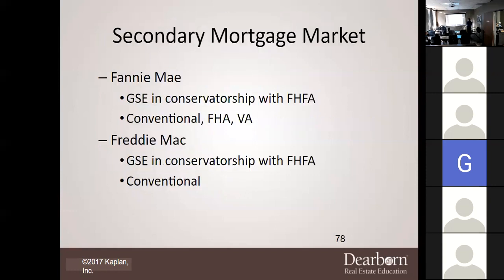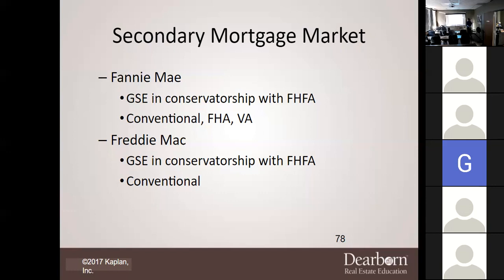Now the secondary mortgage market. This is where you have Fannie and Freddie. Now Fannie Mae, basically both of these actually are now in conservatorship with the FHFA. They used to be independent, but in 2008, because they were not managing things properly, they almost went into bankruptcy. Okay. But Fannie and Freddie, basically, Fannie deals with conventional, FHA and VA.